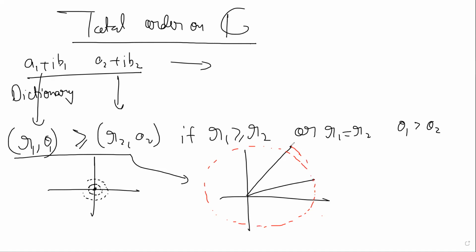So this one is bigger than this already because it's an outer circle. R1 is bigger than R2. Okay, so that's an easy decision. But if they are on the same circle, that is, if the radii are equal, then you'll just look at the angles, and the one with the bigger angle will be called bigger.